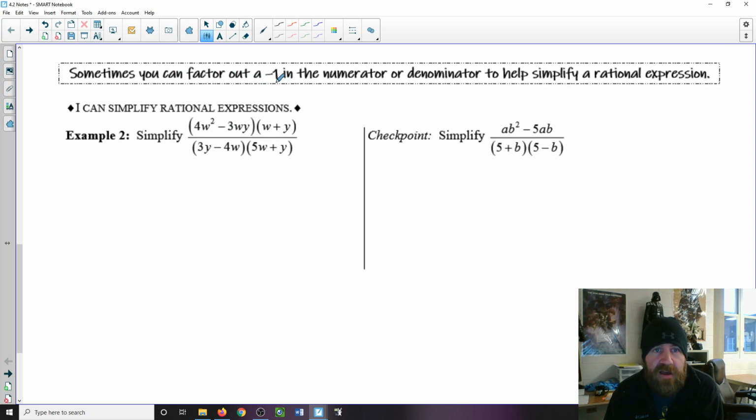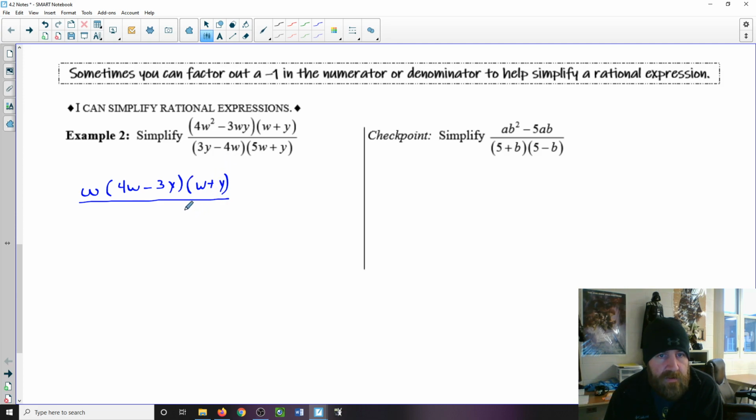All right. So sometimes you can factor out a -1 in the numerator or denominator to help simplify an expression. So what I mean by that, we'll see here in the second step, I believe. So let's take greatest common factor out of this first one. So greatest common factor out of there is a w. Okay, so w comes out. So 4w minus 3y times w plus y all over no greatest common factor, no greatest common factor. We can't factor these, so we're going to go ahead and write those as we see them.